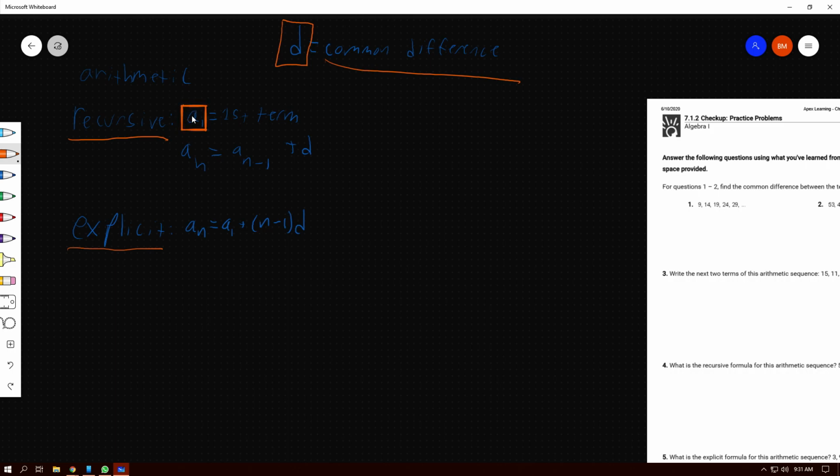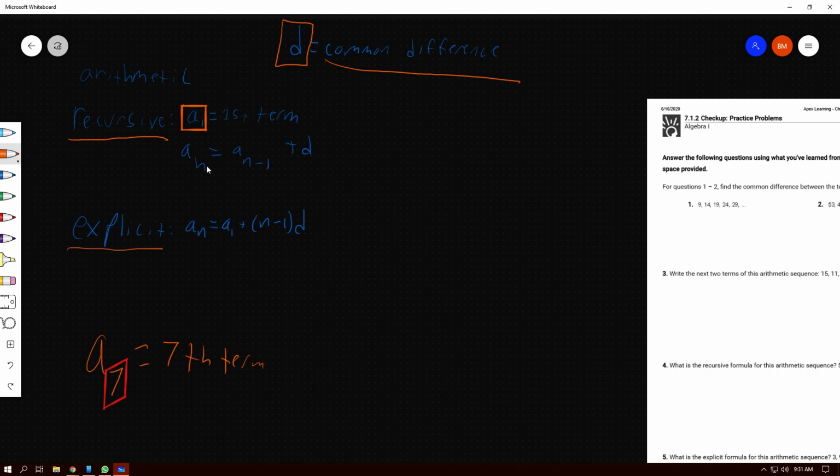A1, or a with a subscript, right? Not an exponent, but a subscript. That just means the first term. So if I had a7, that means that's the seventh term in the sequence. Whatever that subscript is just identifies where in the sequence it is. So this is the seventh one.